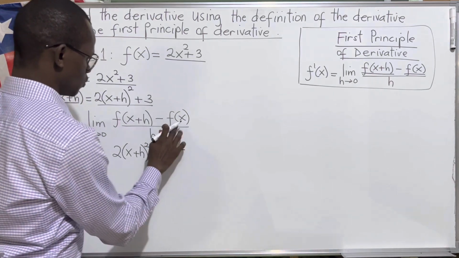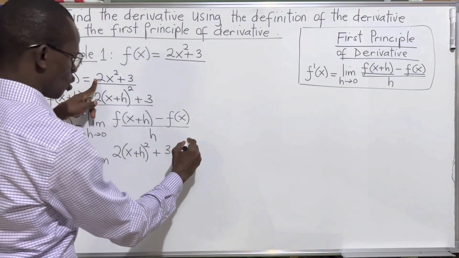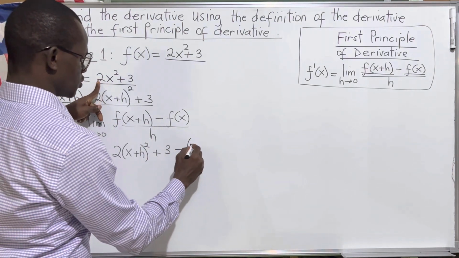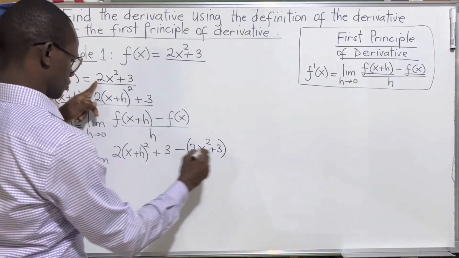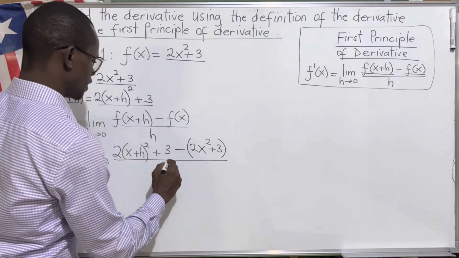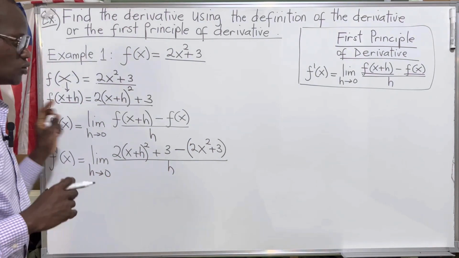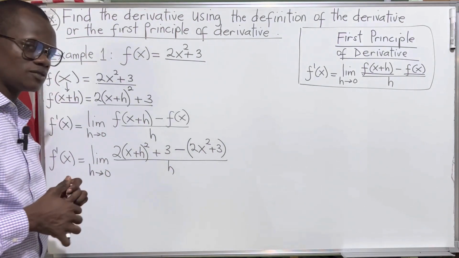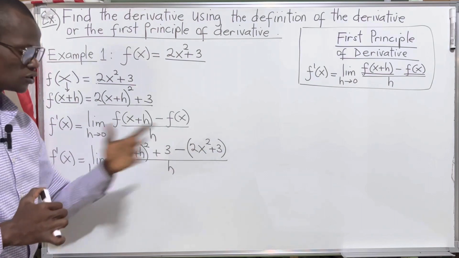Minus, we want to write f of x now, which is this expression. Always put it in parentheses because of the negative sign. So you have 2x squared plus 3, all divided by h as h is approaching 0. So at this point now, we need to use our idea that we got from evaluating limits to solve this problem.